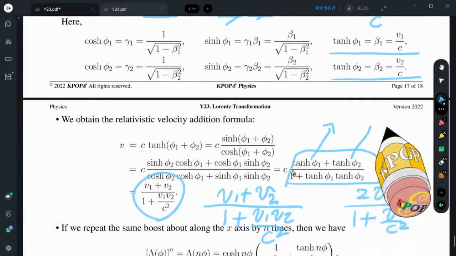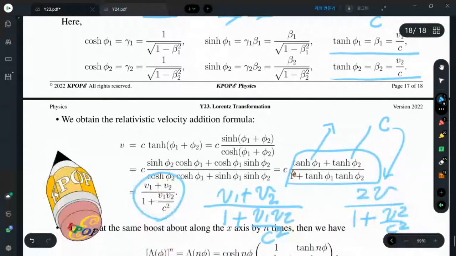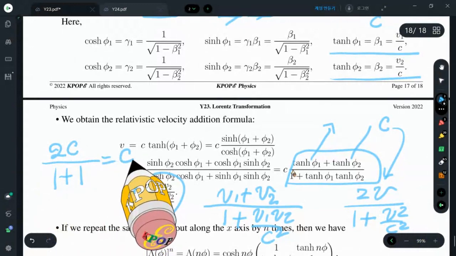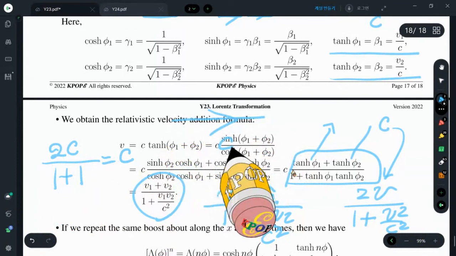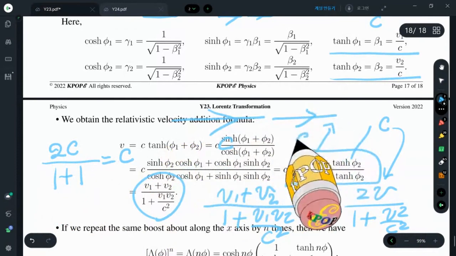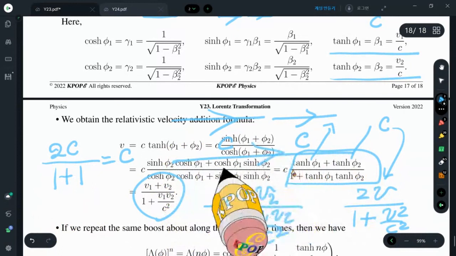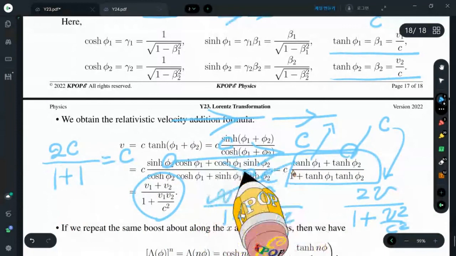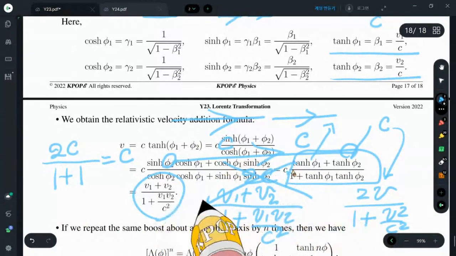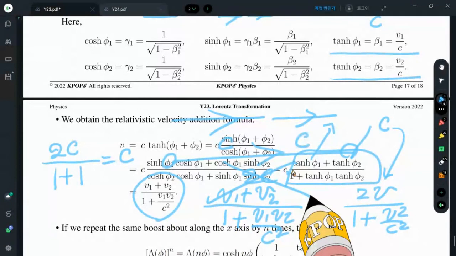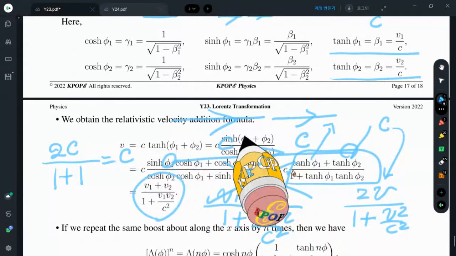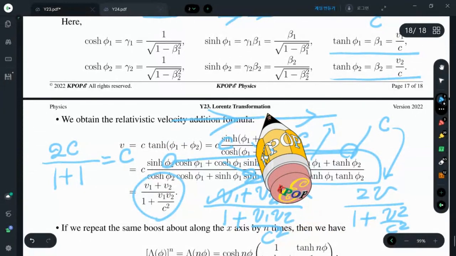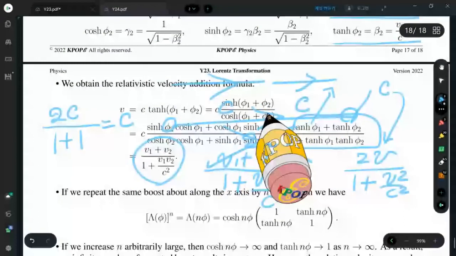In the extreme case, you can substitute the speed of light in here. The answer is 2c over 1 plus 1. That is c. So if you boost by the speed of light and then boost again with the speed of light, the single boost from the original place to the final is not 2c. It is impossible. It is always the speed of light. It is the velocity addition formula for relativity. This one respects that the speed of light cannot be exceeded by any particle's motion.